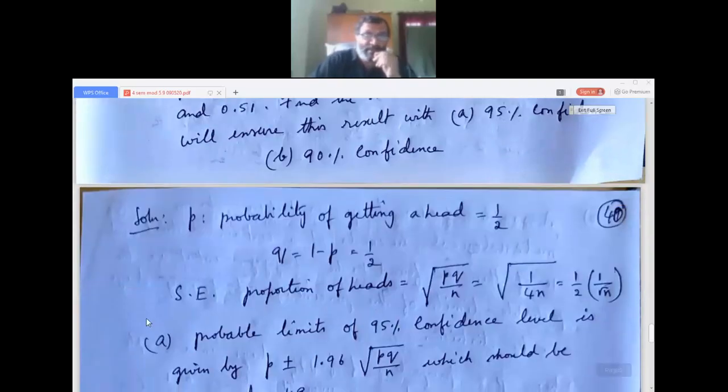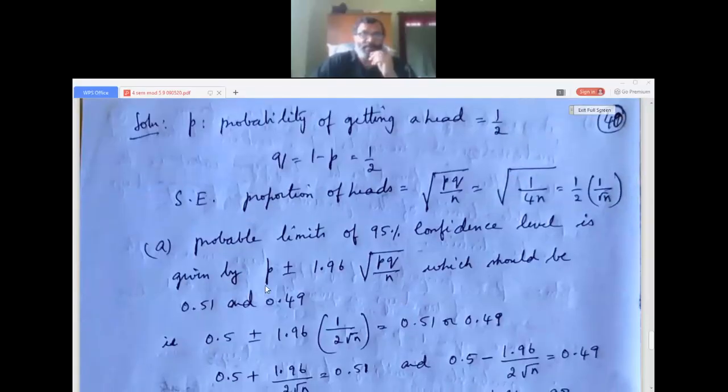Then the standard error of the proportion. See the standard error formula in significance of proportions: square root of PQ by n, that is square root of half into half, that is 1 by 4 into n, that we can write as 1 by 2 into 1 by root n, or 1 by 2 root n.